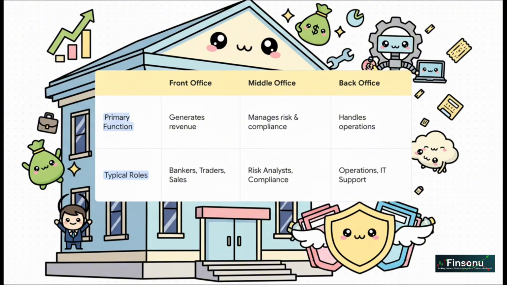Then you have the middle office. Think of them as the referees, the ones managing all the risk and making sure everyone's following the rules. And finally, you have the back office. This is the engine room. They handle every single operation that keeps the lights on and the whole bank running smoothly.